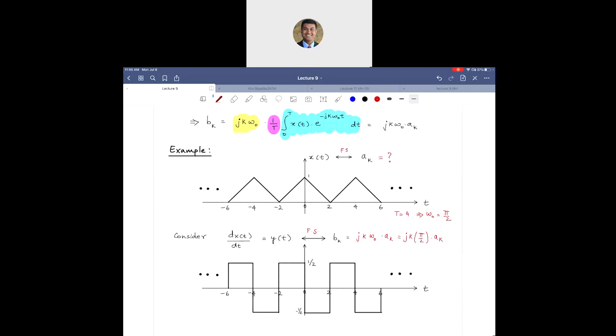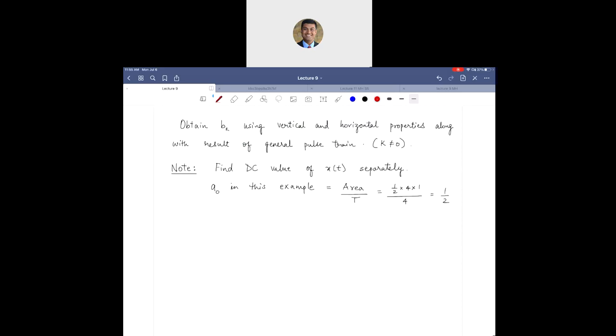So far so good. Now I need to find out bk. I think I did it earlier as well, but I'm just going to write that over here. Obtain bk, b sub k, using the vertical and horizontal properties along with the result of the general pulse train.